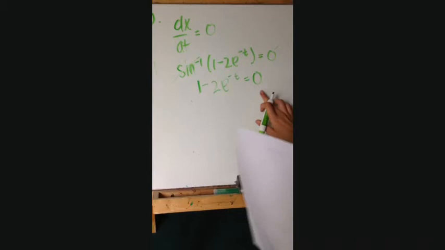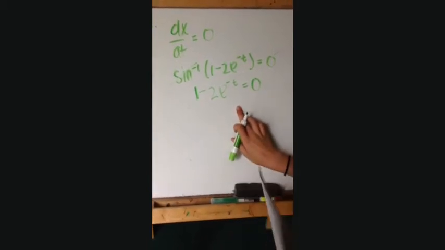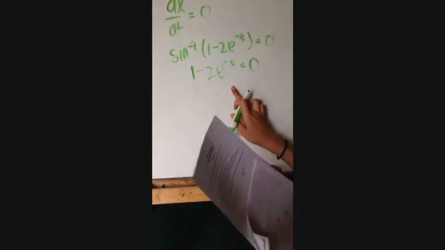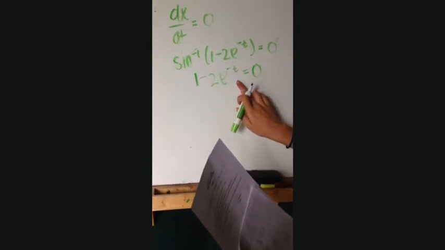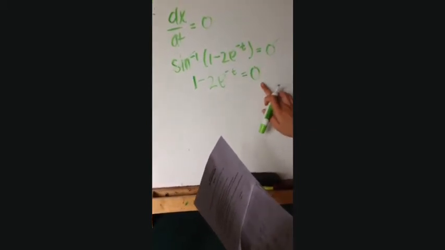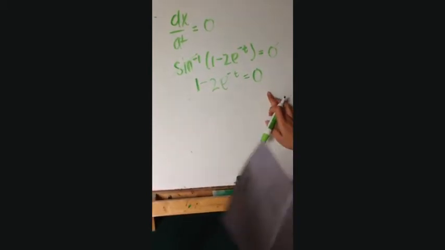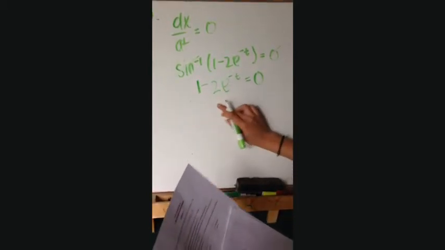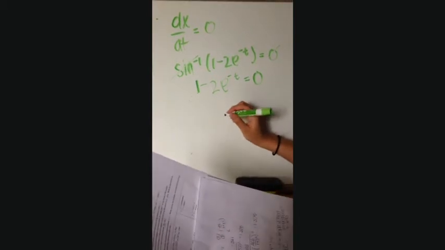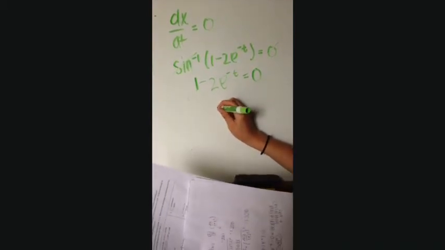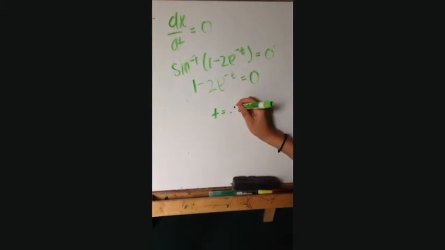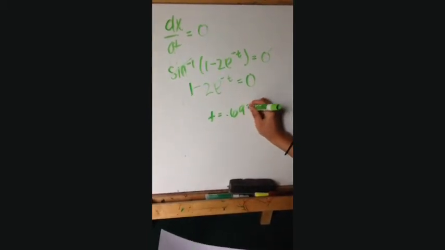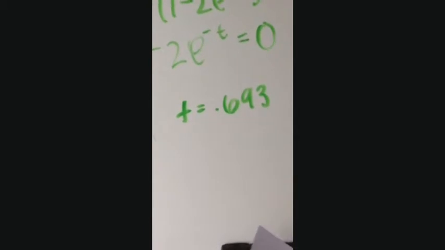Now an easy way to find this is using your graphing feature in your calculator. Graph 1 minus 2e to the negative t and graph y equals 0. Then use your intersect feature to find that these two curves intersect at the point t equals 0.693. And that's your answer for B.